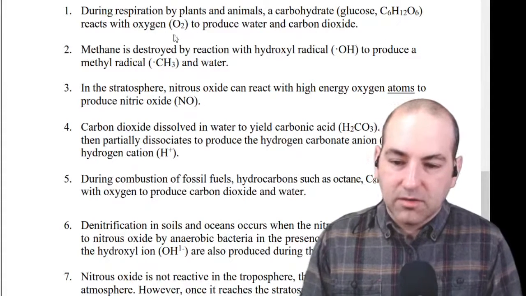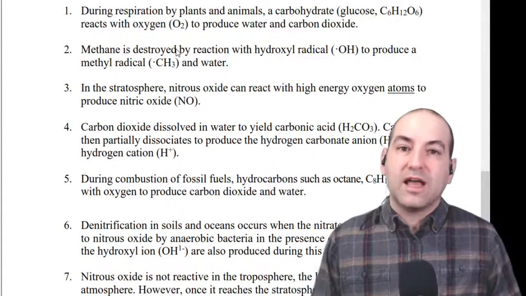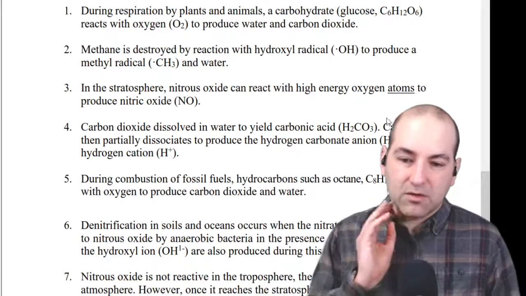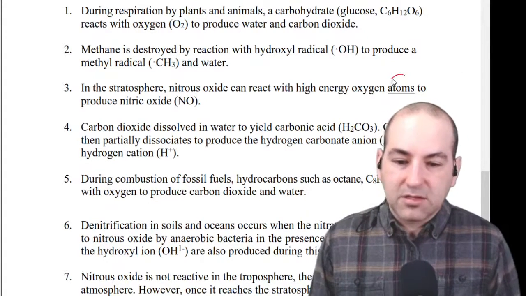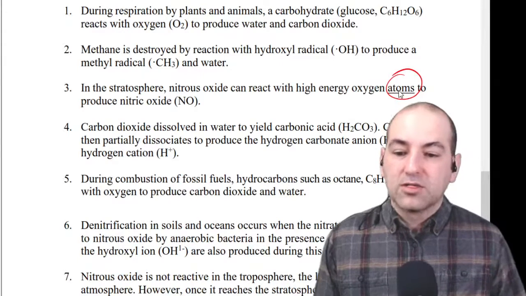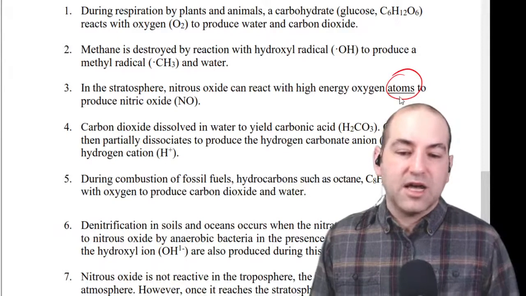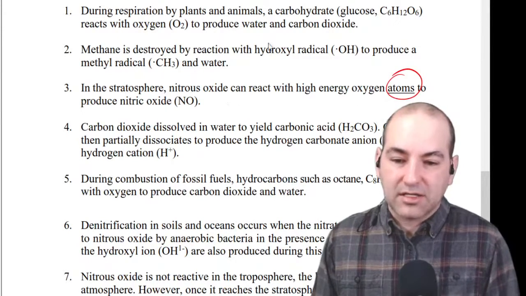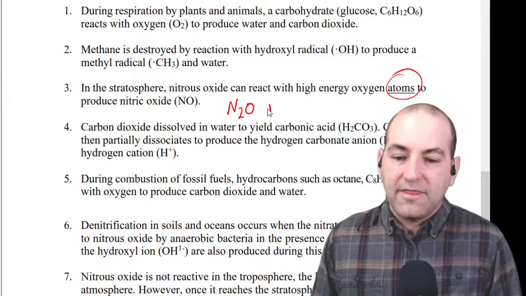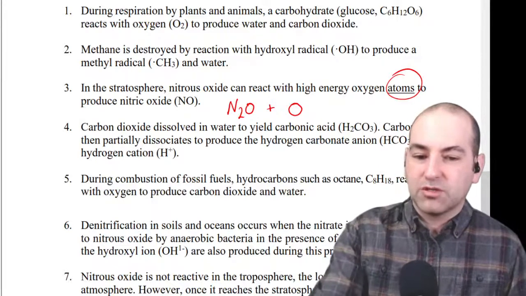One thing that you'll find with some of these is there are some unusual things going on. For example, in the first equation here, we're talking about reacting with oxygen gas, which is always expressed as O2. Oxygen's a diatomic molecule, which means it always exists as two oxygen atoms bonded together to make the O2 molecule. But in number three, there's a special difference. In really high energy situations, you can have things that wouldn't necessarily be stable. So way up in the stratosphere, there's all this high energy radiation bouncing around. Nitrous oxide can react with high energy oxygen atoms to produce nitric oxide. Nitrous oxide, we talked about that earlier, so we know that formula is N2O. And that's going to react not with O2, but just O in this case, which is unusual. Normally, we don't react with just O.